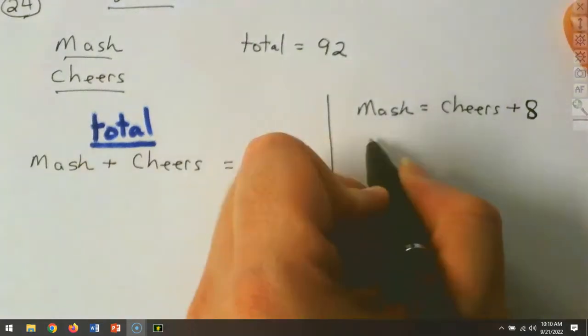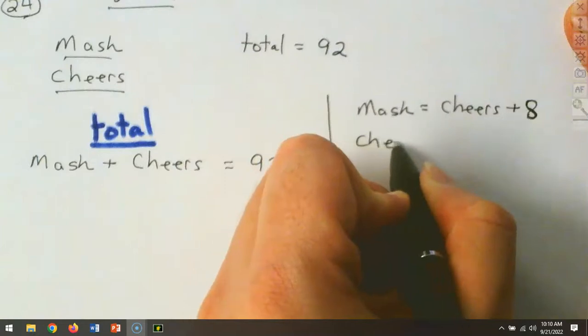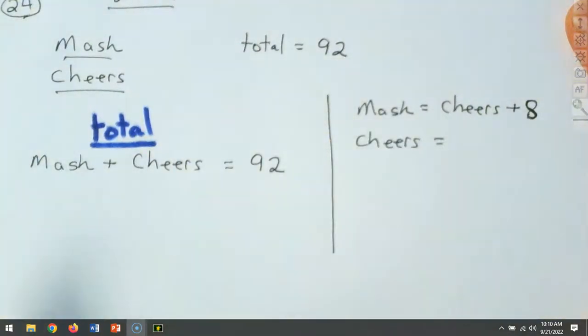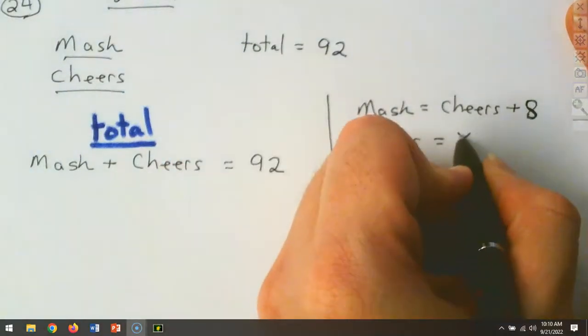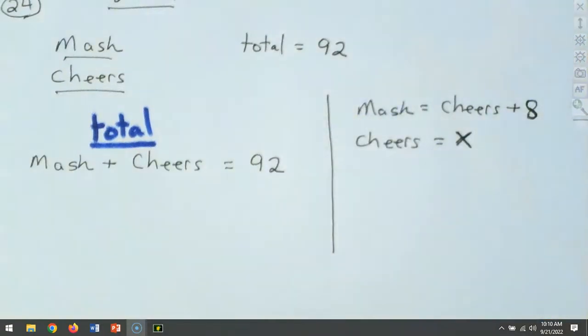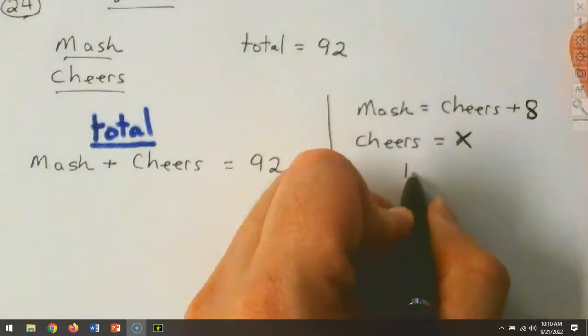Now, what about the Cheers? Do we know anything about the Cheers at all? No. We know nothing about the number of people who watch the Cheers show. So we're going to use an X there. One of these is going to be X, and that's the one that we don't know. So we don't know Cheers at all. But we know MASH is going to be the Cheers plus 8 million. Now we can get it all in terms of the variable.